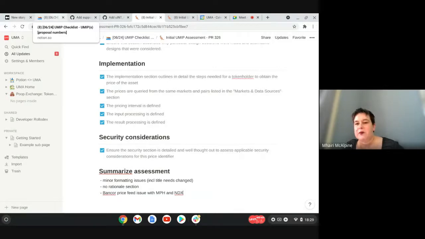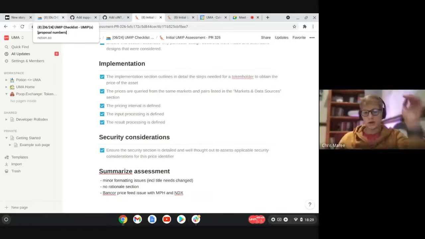How do people feel about that? So splitting it into letting half of it go forward and then putting the MPH and the NDX into a new one with a dependency on a Bancor feed. I agree with that.